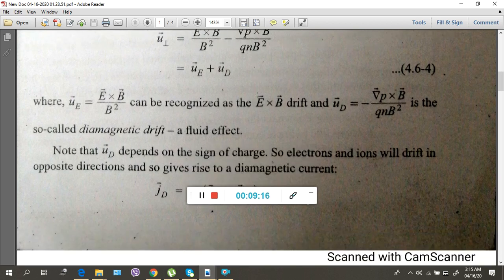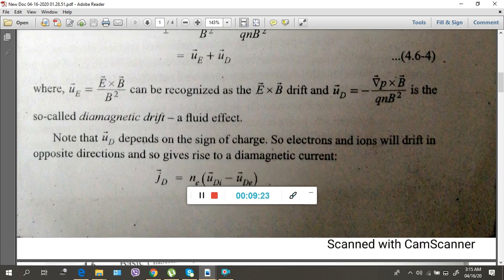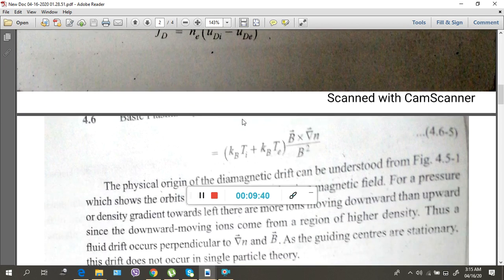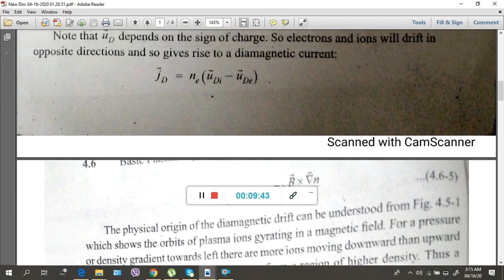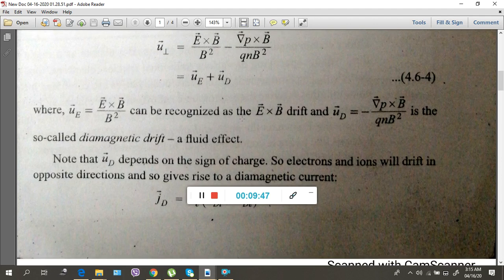Note that UD depends on the sign of charge. Basically it depends on the sign of charge, because we have Q. So electrons and ions will drift in opposite directions, which gives rise to a diamagnetic current. We know that JD is equal to Ne UDI minus UDE, and from here we can write this equation.